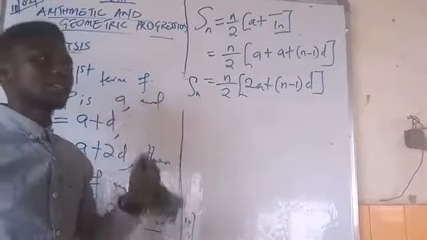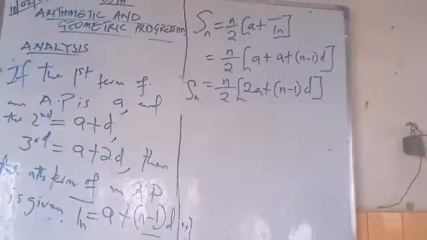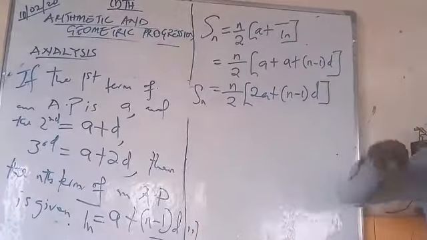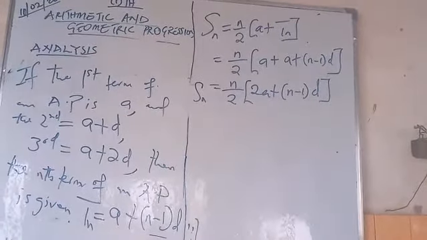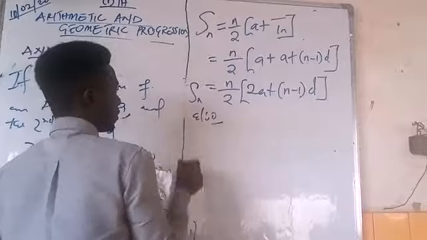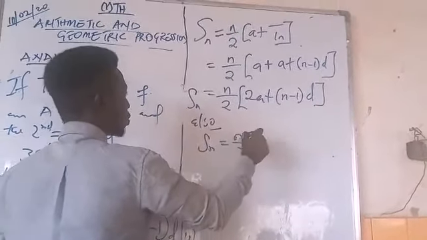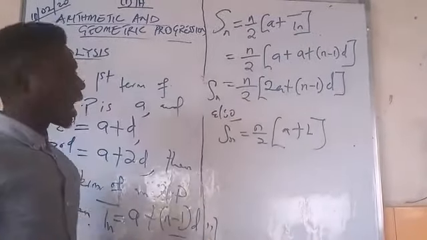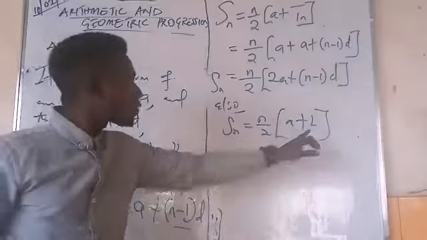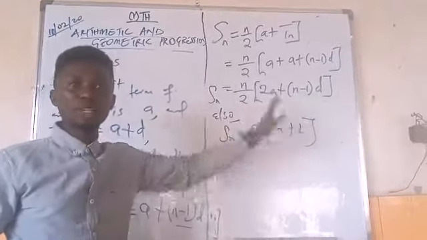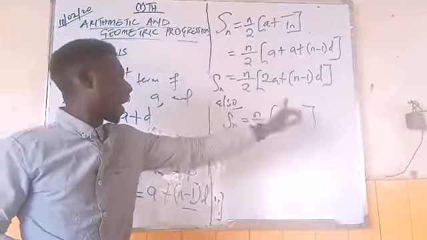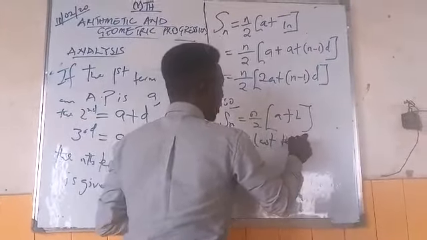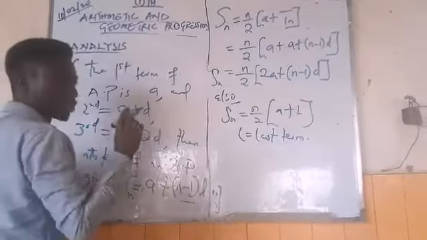The joy here is that when you see questions in JAMB, they will not remind you that this is the formula to use. So what does that mean? It means that you have to have it in your brain. Also, Sn is equal to n over 2 bracket A plus L. And somebody asked, Daddy, why do we have L? We have not come across L from the beginning. L means last term. What did I say? Last term.